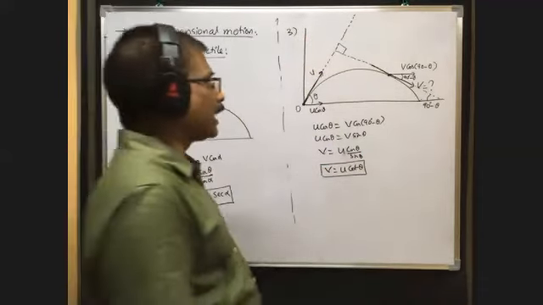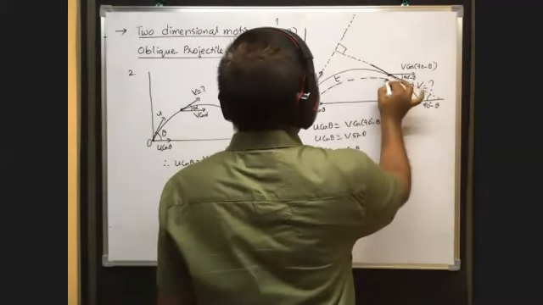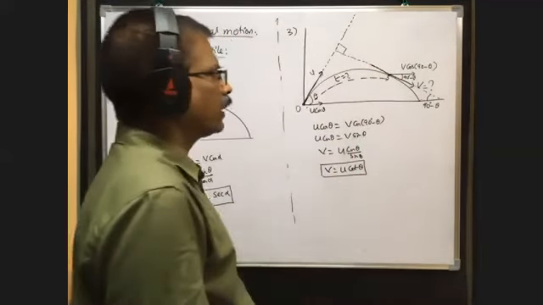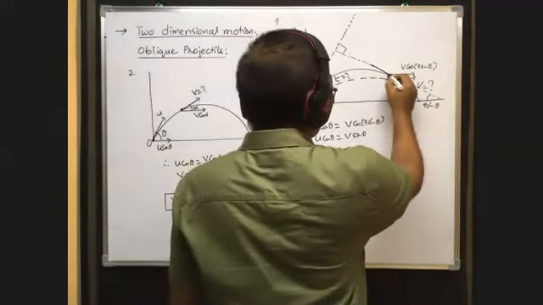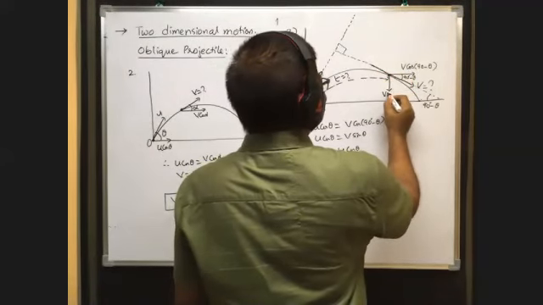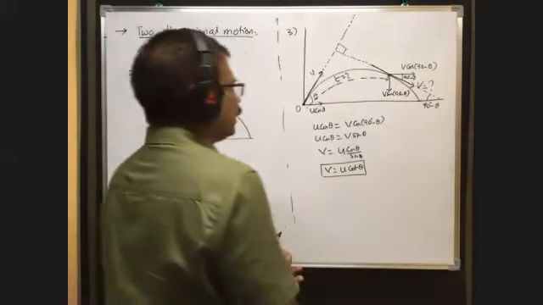What is the time taken for this? Time taken by this oblique projectile to travel from this point to this point is how much? T is equal to question mark. At this instant, what is the vertical component of velocity? Vertical component of velocity is v sin(90 minus theta).